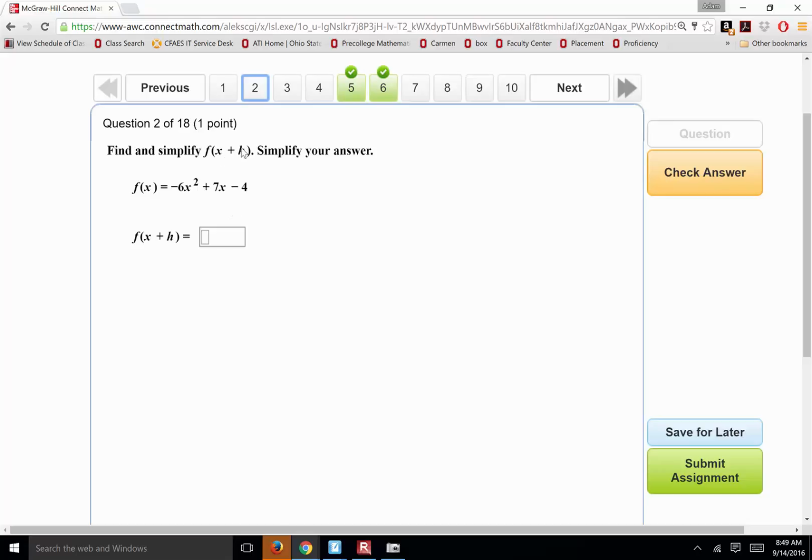Alright, just substituting x plus h may not be enough for this one. You need to FOIL, multiply out, and combine like terms afterwards, okay?